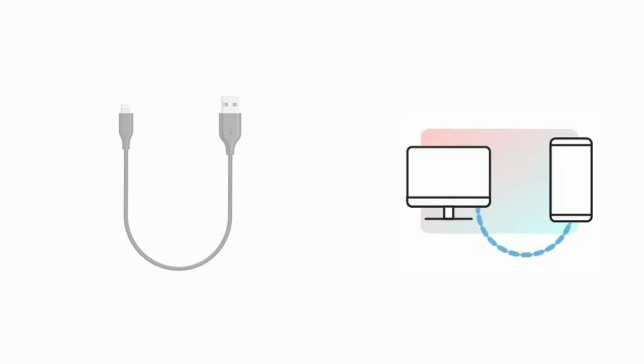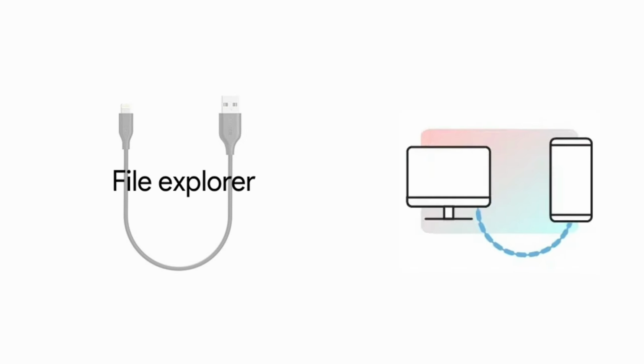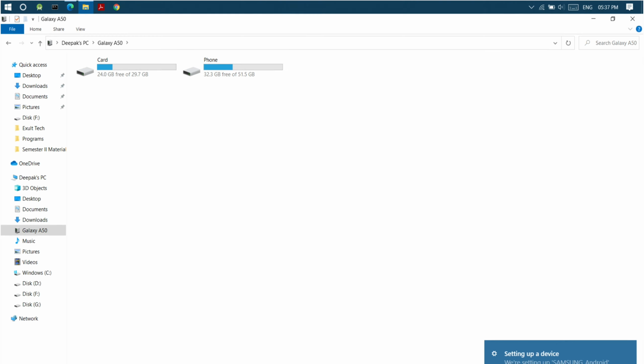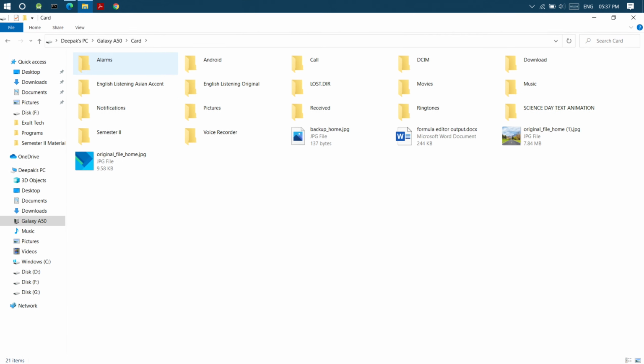Number 1. Via USB cable. Actually, this is the simplest and of course the fastest way of file transfer between phone and PC, and this uses the media transfer protocol. You can of course use the File Explorer app in your PC or your phone to manage your files. So this is a pretty simple way of file transfer, but this needs a USB wire.